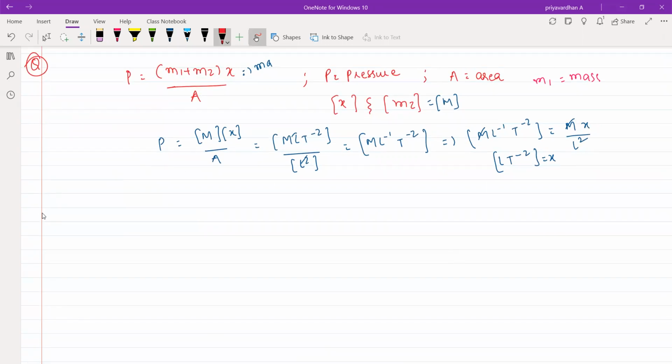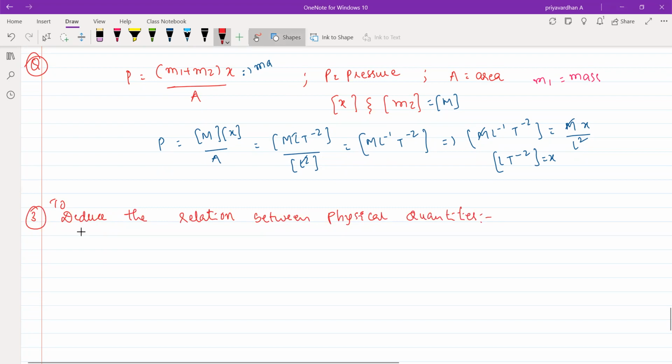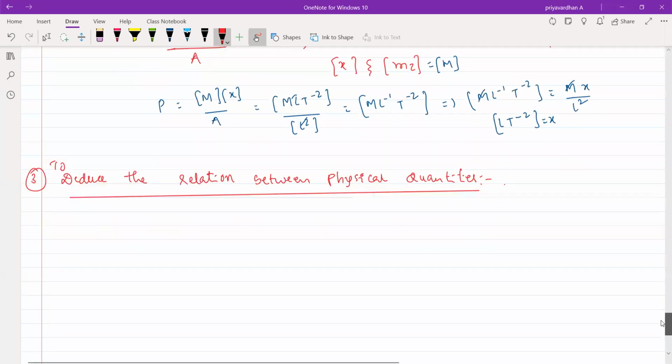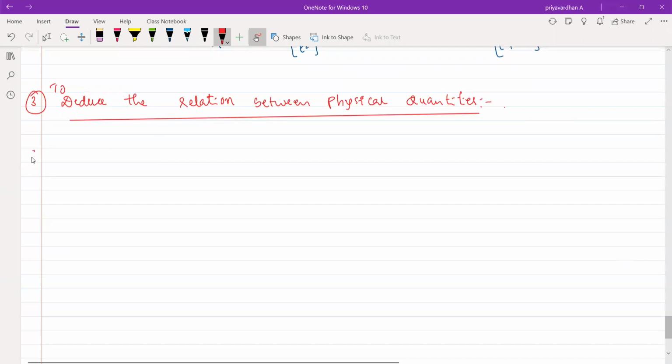The third analysis we'll see: to deduce the relation between physical quantities. If we know the dependency, based on the dependency only we can say, assume that force depends on these factors, the other thing depends on these factors. Based on that only we can say. Even centripetal force we know, right? I'll do one thing. I'll try to take a question. From the question, I'll try to explain.